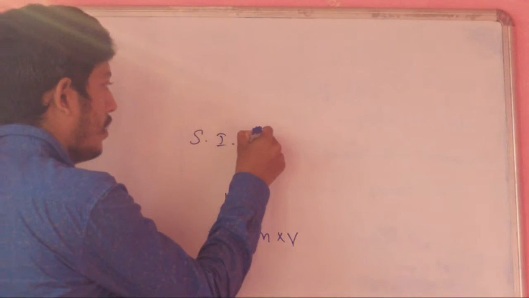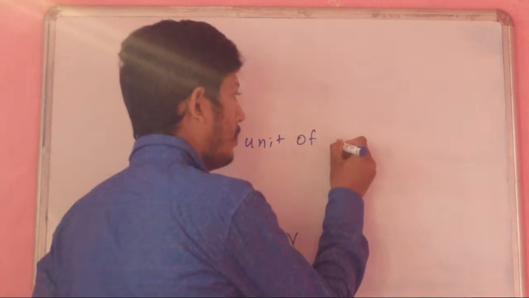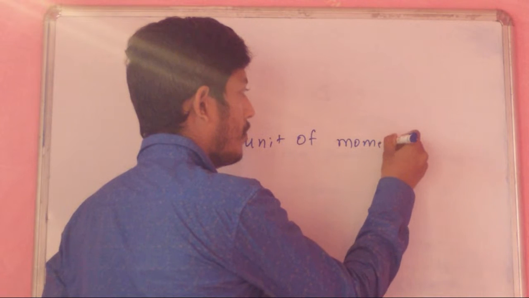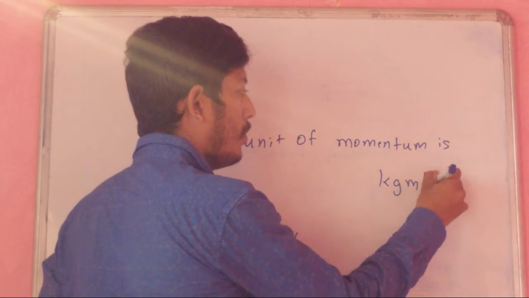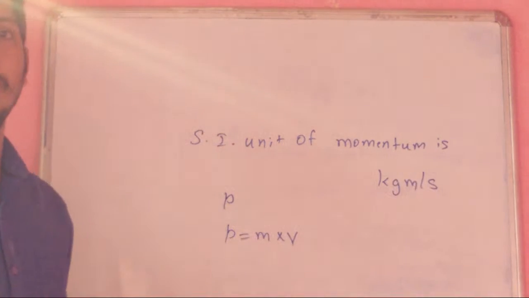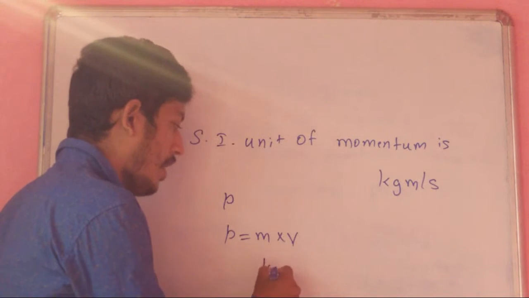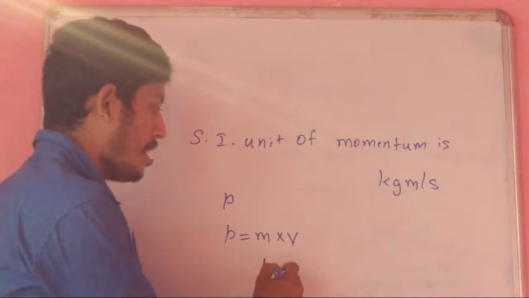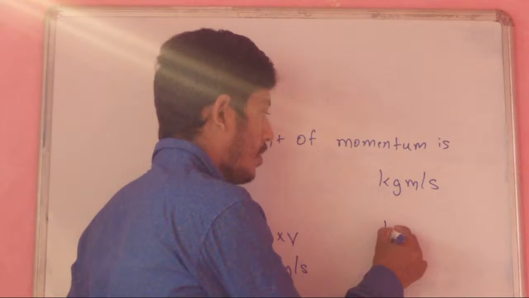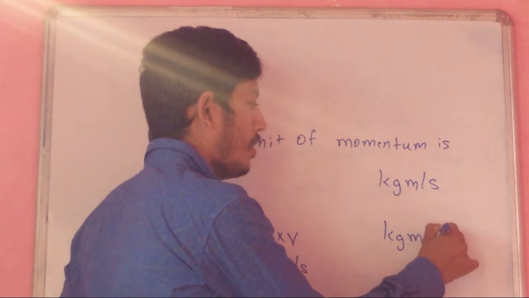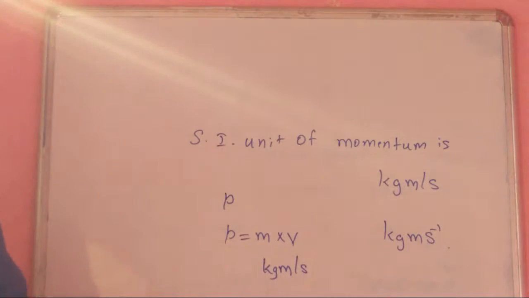SI unit of momentum is kg meter per second. So mass, its SI unit is kg, and velocity, its SI unit is meter per second. Or you can write kg m s^-1. Both are correct. Now I'll start solving the problem.